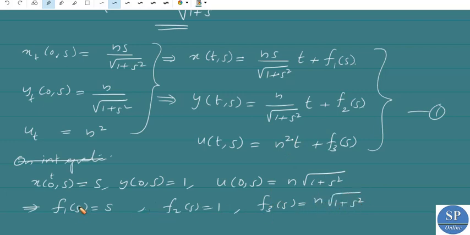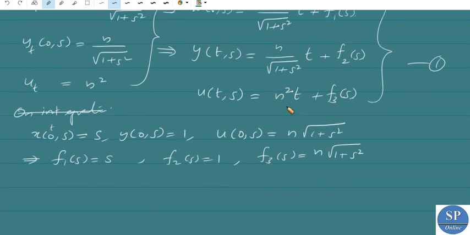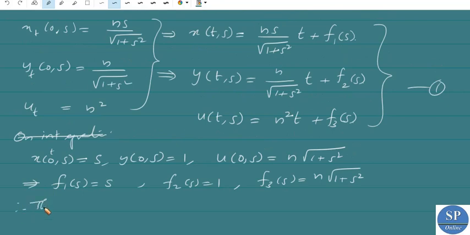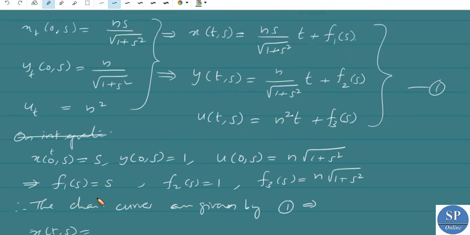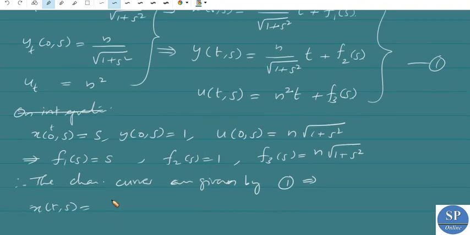So replacing these values of f1, f2, f3 here, we will get the characteristic curves. Therefore the characteristic curves, or the parametric form of our solution, are given by: x of t comma s is equal to ns divided by square root of 1 plus s square into t plus f of s, which is s.